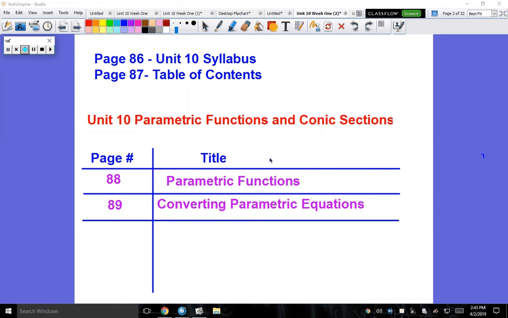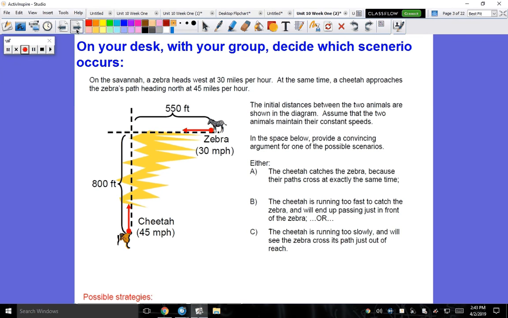All right, Unit 10, Day 1, Parametrics. Parametrics is all about, basically, a problem that has position, but with the parameter, okay, you're adding the parameter of time.